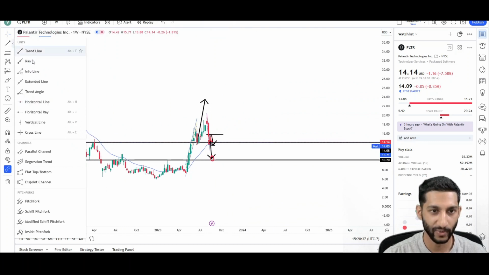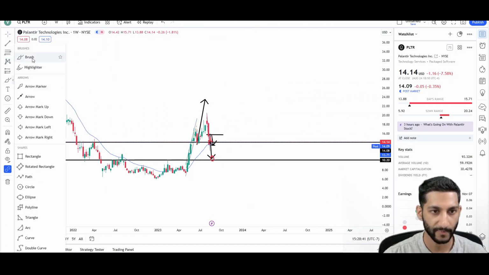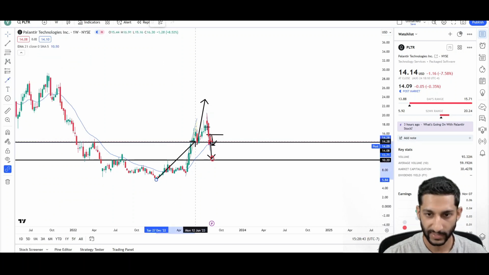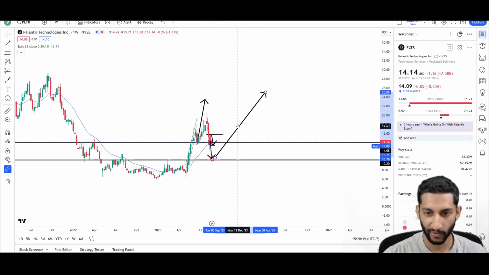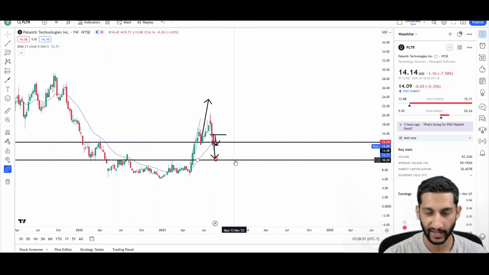So this is what can occur right over here. This is all just one leg up right here. When this pullback or correction ends, it could start from the mid $13 level, or it can start from lower. But either way, there might be another opportunity to see another large leg up. So we'll see what occurs at the end of the day.